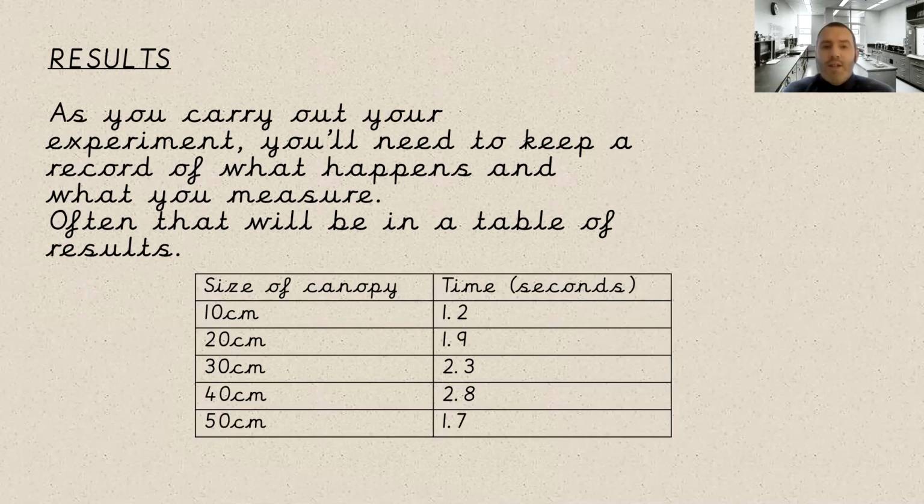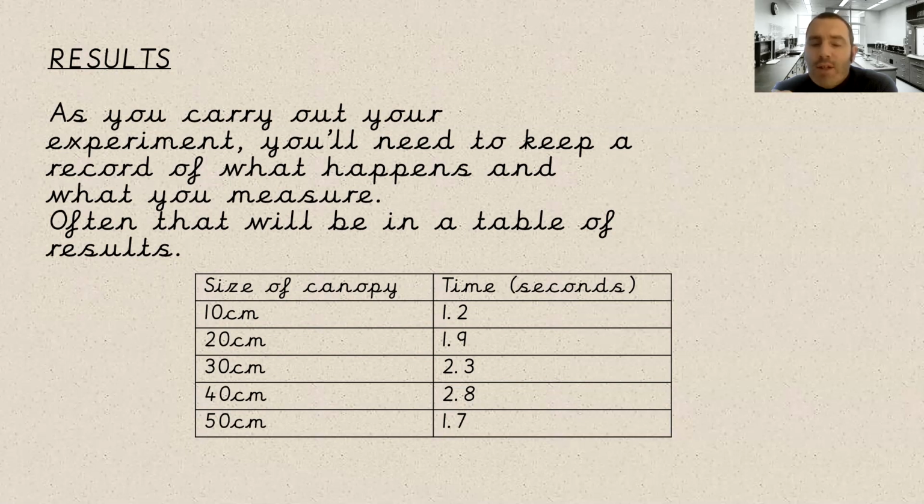So say the size of the canopy for our example experiment, how long it took to fall a certain distance before it touched the ground. And then from this, I can use that data. I've generated my data. Now, if you wanted to be super, super scientific, you could do this 3 times for each one. That will give you a set of results that you can then quickly and easily use to find out whether your results are accurate and whether they're repeatable.